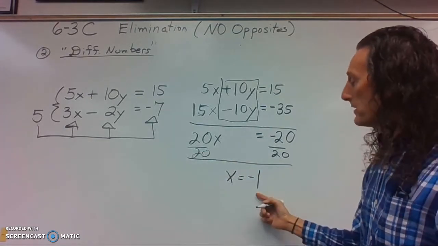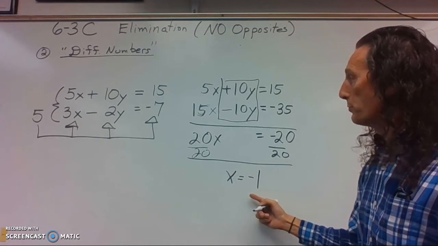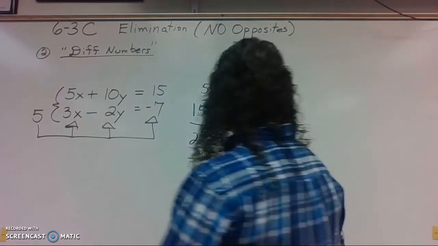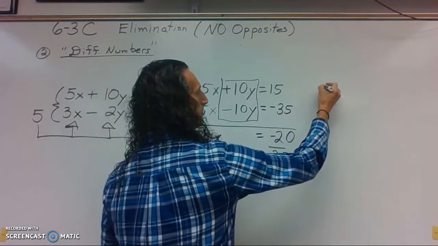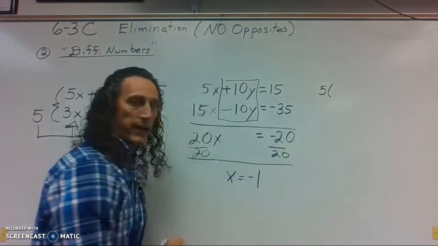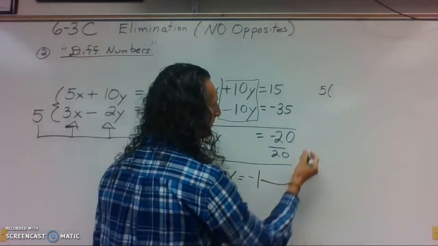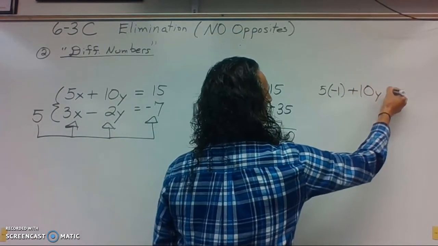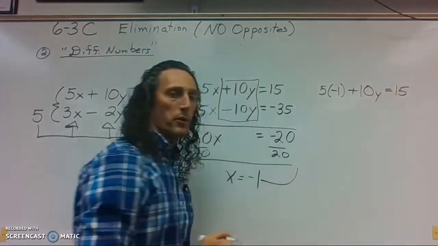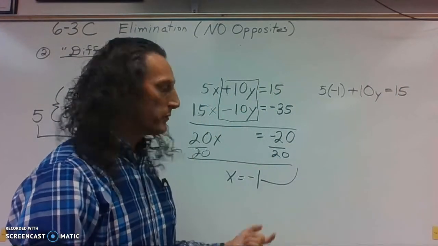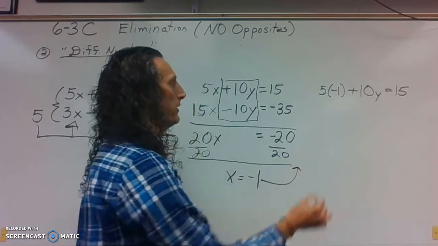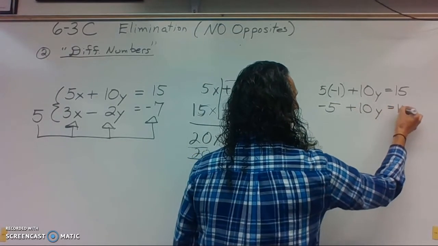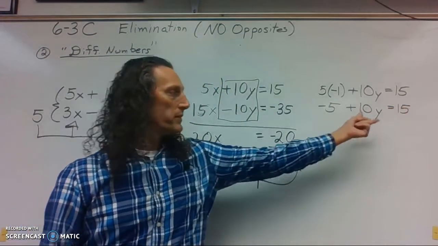Right? So I'm going to take this -1 and I'm going to plug it back into one of the equations. I'm going to plug it into this top one. So we're going to write 5. Instead of x, I'm going to put -1 up there. So -1 plus 10y. So there's our equation with our x being substituted. So we have a -5 plus 10y equals 15.